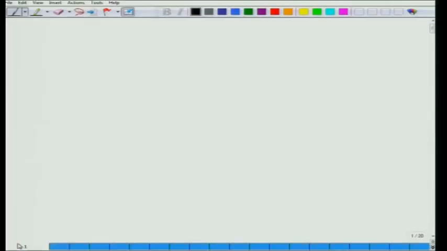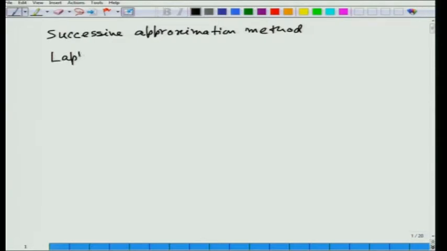First of all, we used the method known as the successive approximation method. Then we considered the Laplace transform method. And lastly, we considered the series solution method.